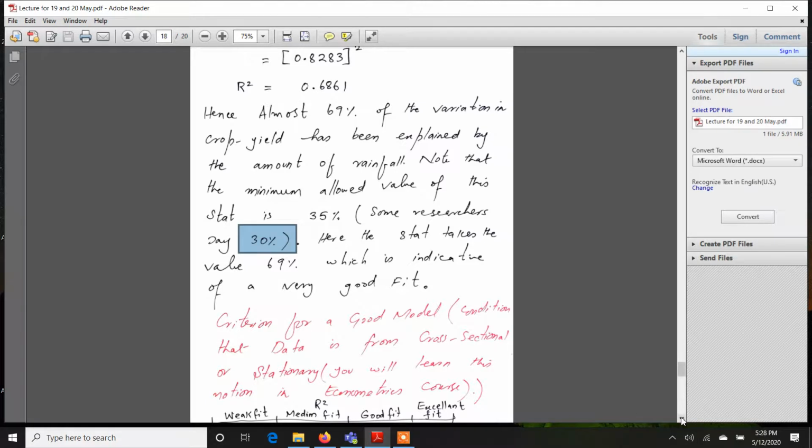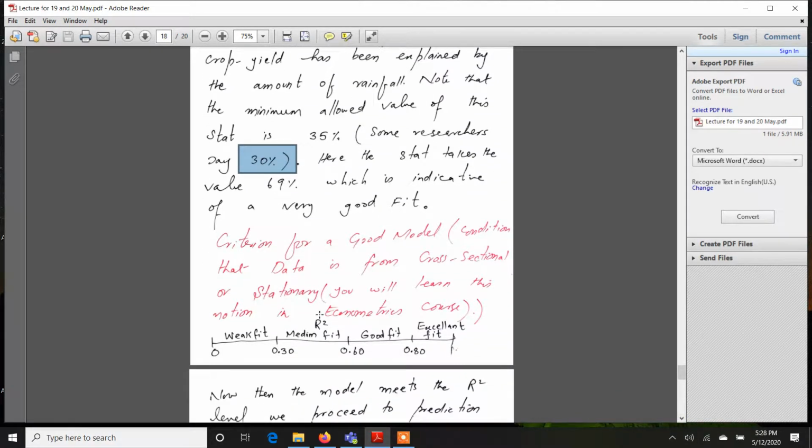So how to know the threshold? These are the thresholds for R square. If it is up till 0.3, then it's a weak fit, between 0.3 and 0.6, medium fit, and so on. These are the thresholds given.